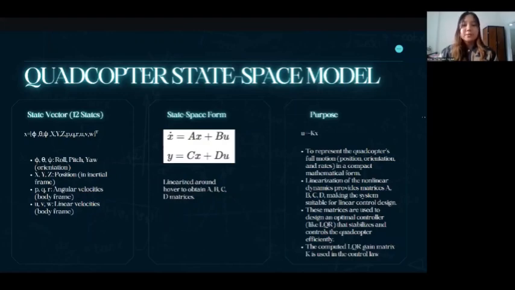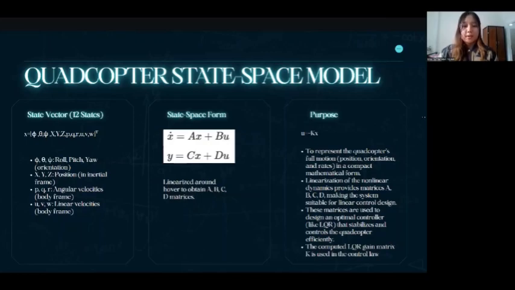These states capture the full motion of the quadcopter in a compact mathematical form. The dynamics are written in state space form. It is shown here, which is x dot equals Ax plus Bu and y equals Cx plus Du. These equations are linearized around the hover condition to get the A, B, C, and D matrices.